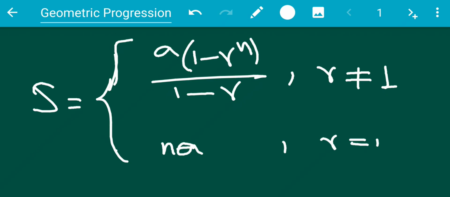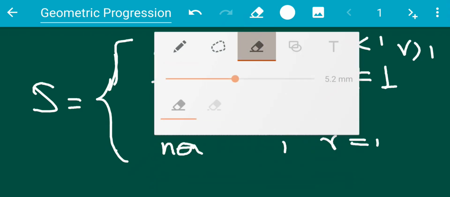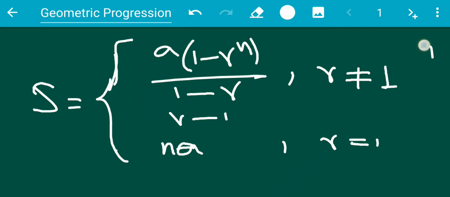Okay, so someone may write that if r is less than 1, then this will be the formula. If r is greater than 1, then you have to replace this by 1 minus, but this is not necessary, it will automatically be done while doing the computation. So this is how you can add the geometric series.